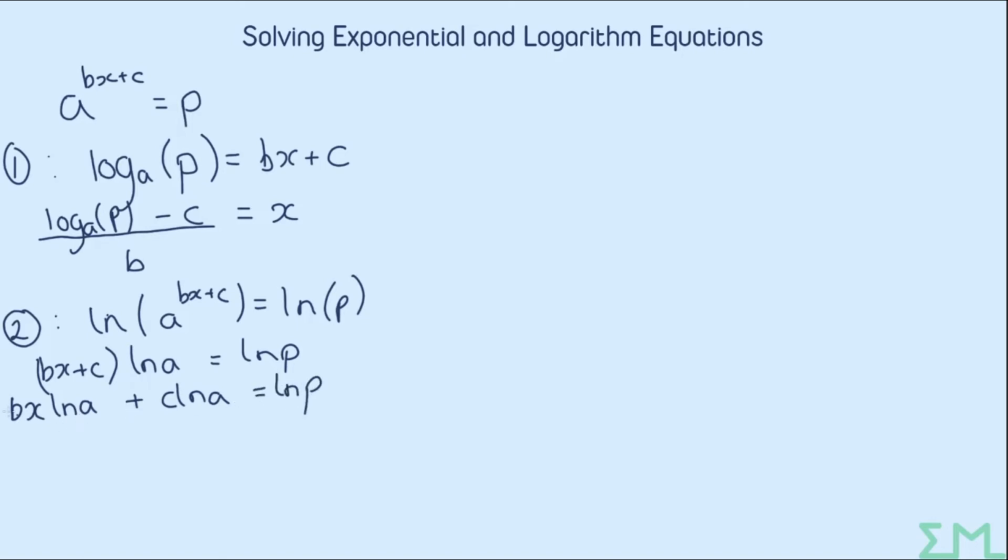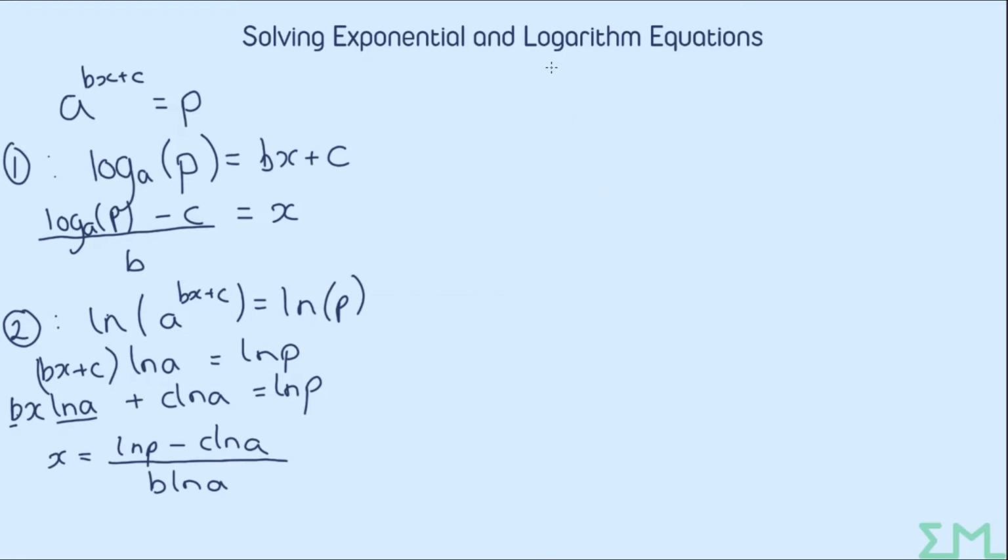And then from here we can just see that we need to subtract c ln a and divide by b ln a, because that's what's multiplying the x right now. So we would have ln p, minus c ln a, and we would divide that all by b ln a. And again, if these were all numbers, we would check the question and make sure that we didn't need to give our answer in exact form. Otherwise, we would grab the calculator and pop that in.